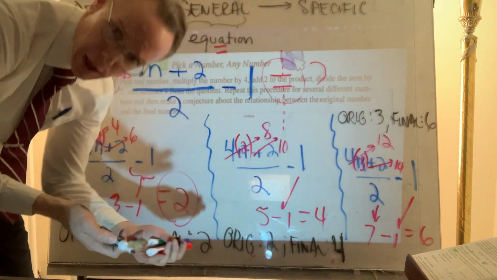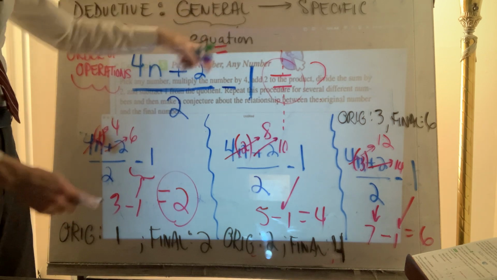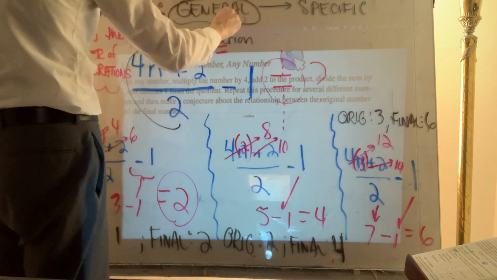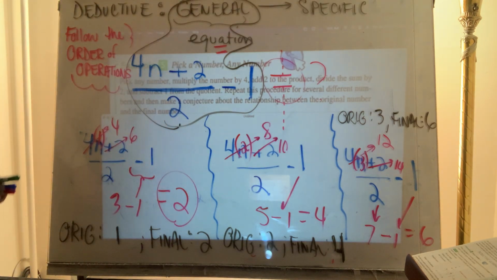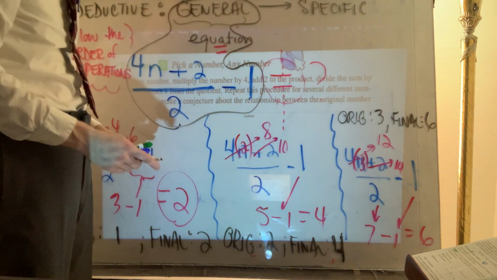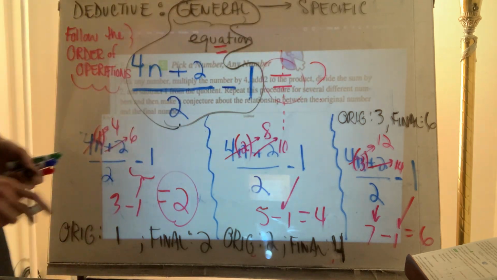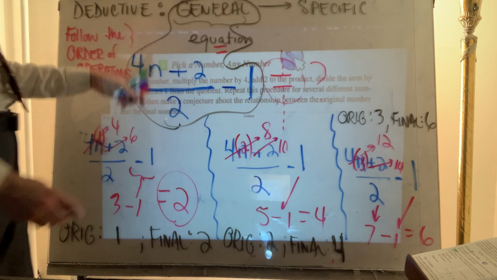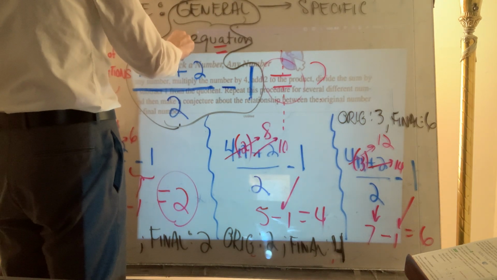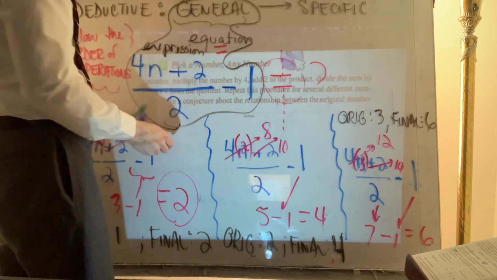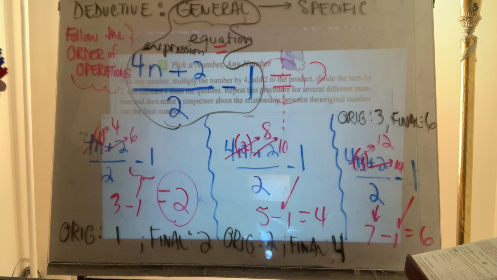So what could we conjecture, having used this general statement? This is the general statement. And it's technically an equation until it actually is solved. I mean, technically, this much of it is an expression by itself. It becomes an equation once you have something on the opposite side here.